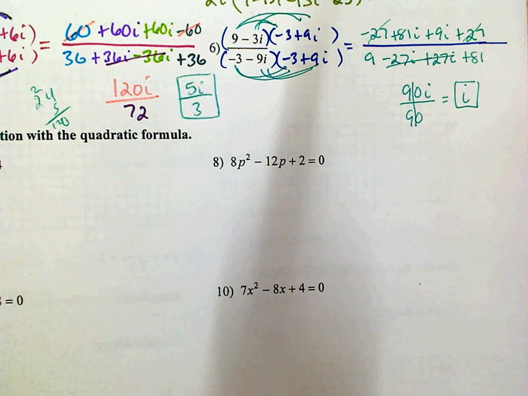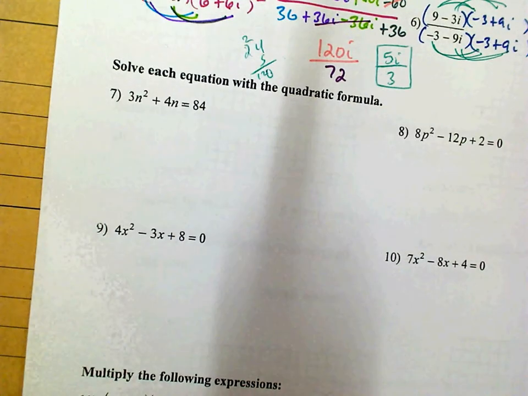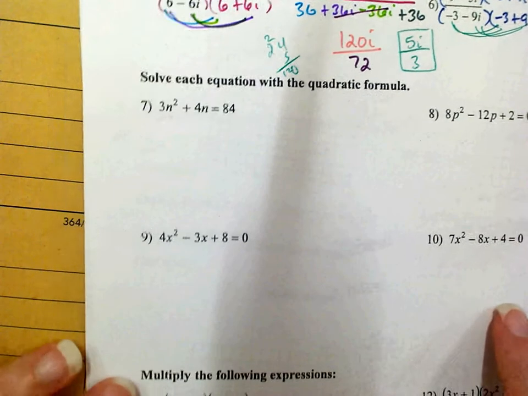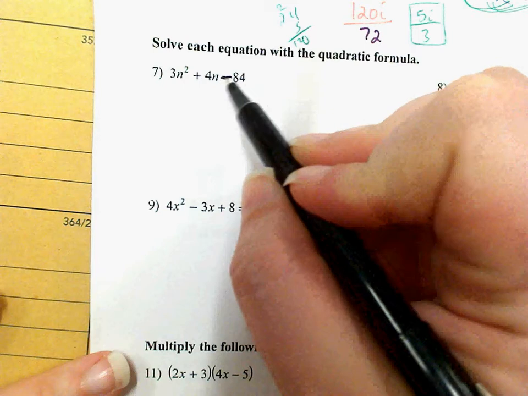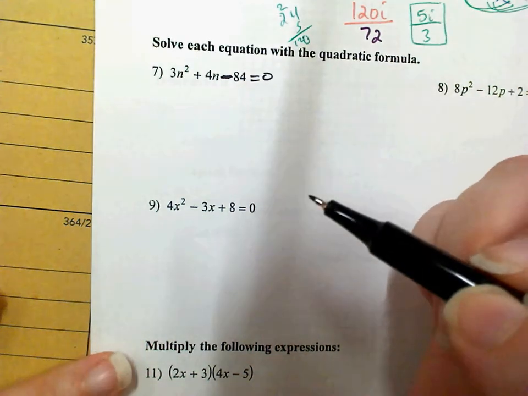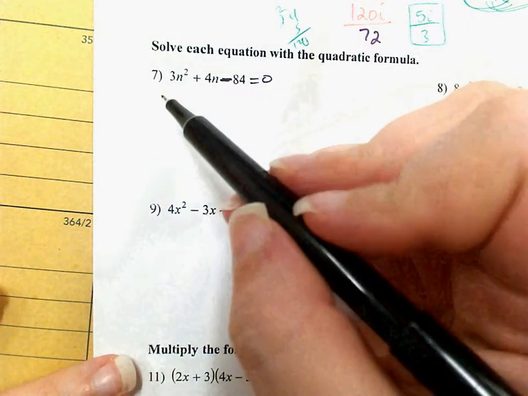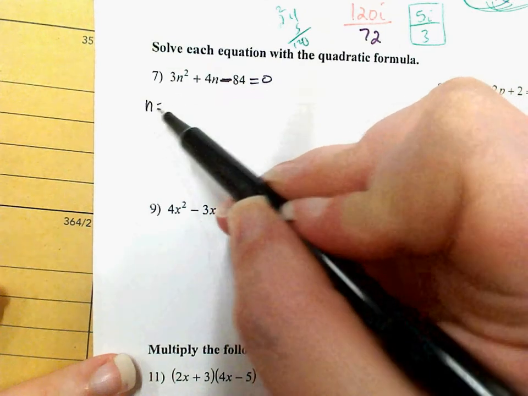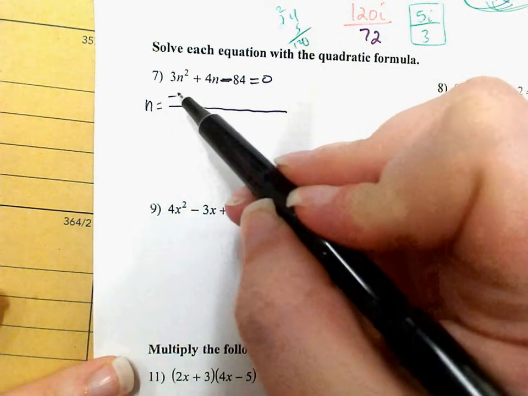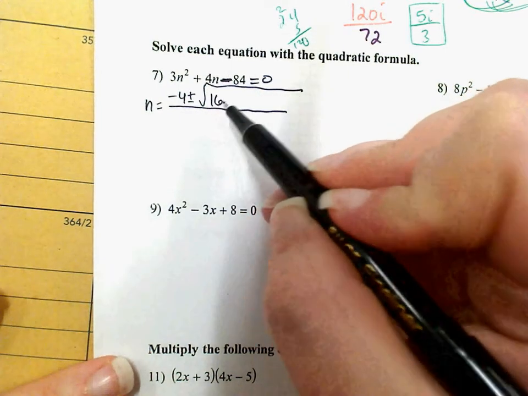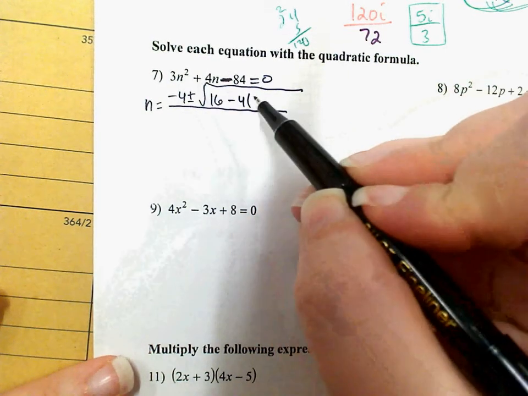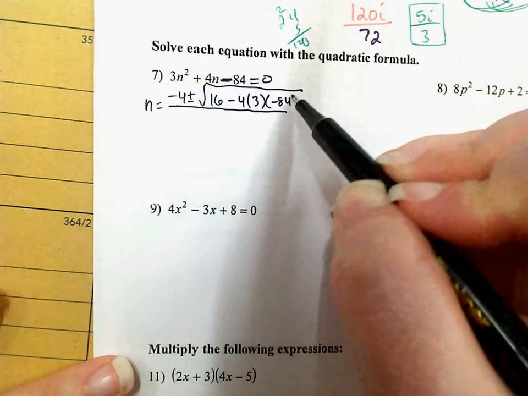On number 7, quadratic formula. First off, when you do the quadratic formula, everything has to be on the same side, so I'm going to subtract 84 over and have it equal to 0. So n equals negative b, which is negative 4, plus or minus the square root of b squared, which is 16, minus 4 times a, times c, which is negative 84, all over 2 times a.